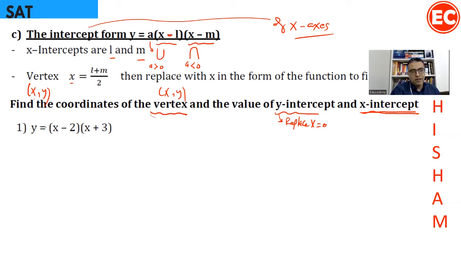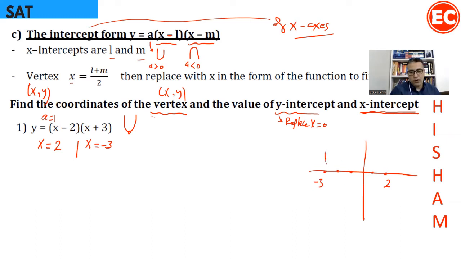Here a is equal to 1, so the function opens upward and has a minimum point. x minus 2 is equal to 0, it means that x is equal to 2. And x plus 3 is equal to 0, it means that x is equal to negative 3. So here is the point 2, and here is the point negative 3. And the function opens upward.